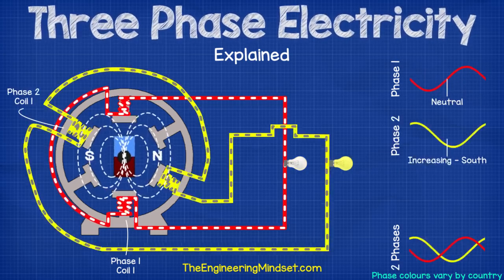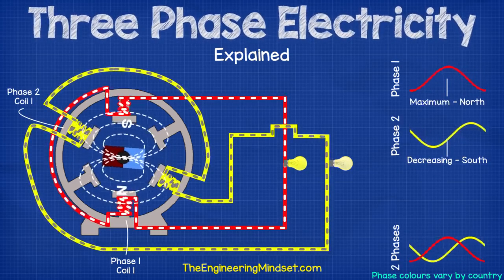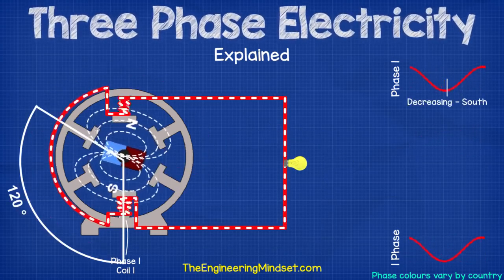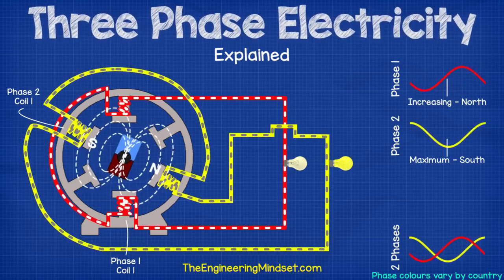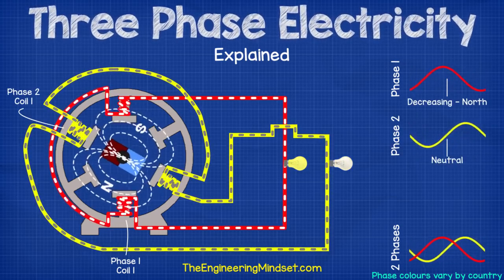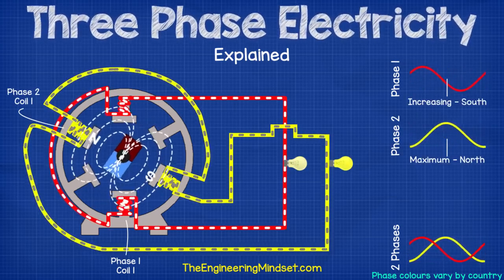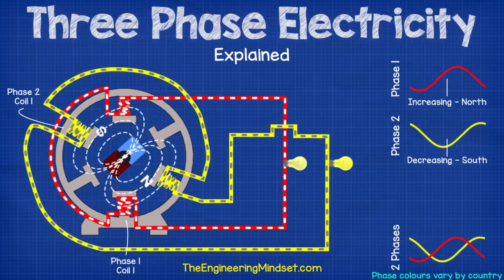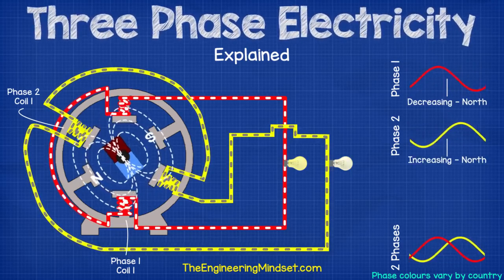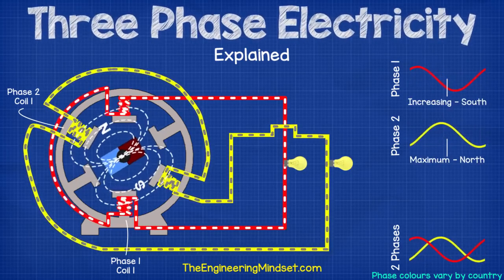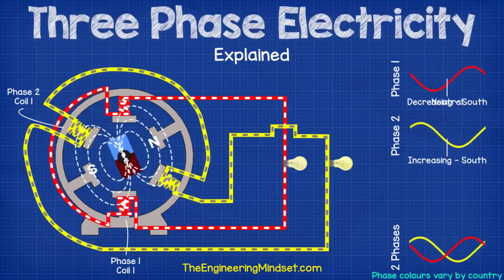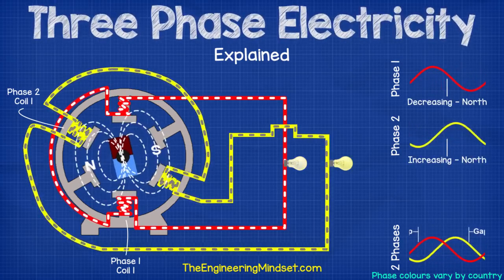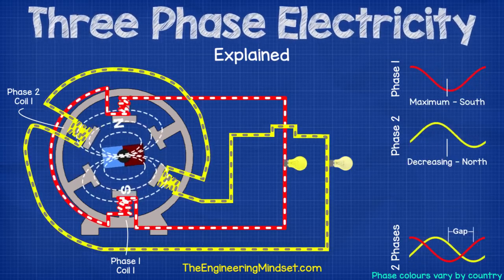To improve this, we can add another set of coils or a second phase into the generator. And we can do this by placing the coils 120 degrees rotation from the first set of coils and then connect this up to another lamp. This rotation means that the coils will experience the changing intensity of the magnetic field at different points in time. The first coil reaches its maximum current and brightness, and as it decreases, the second coil will begin to increase. This has improved the lighting, but there's still a gap which will cause a flicker.